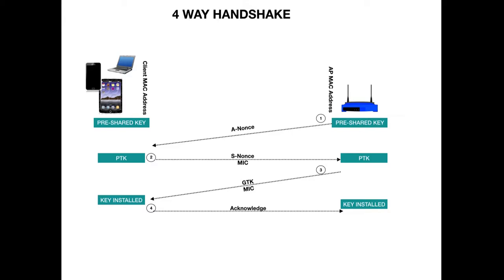Now, the astute among you may have realized that of the four-way handshake, you only need the first and the second packet to be captured. An attacker then has enough information to compute the pairwise transient key and then compute the message integrity code.